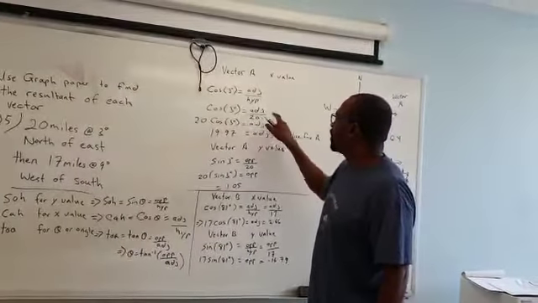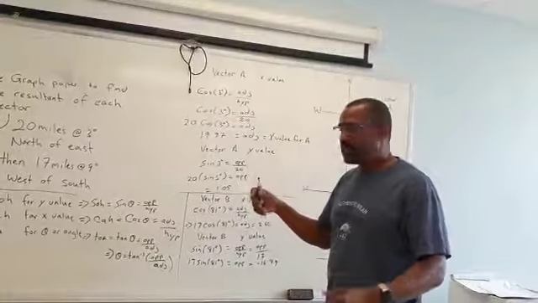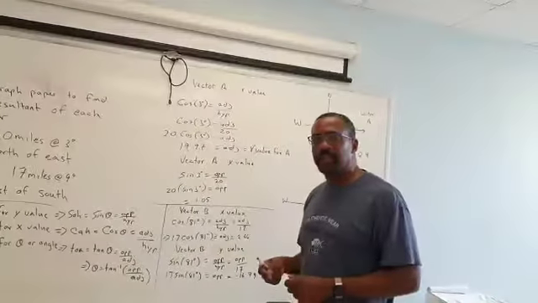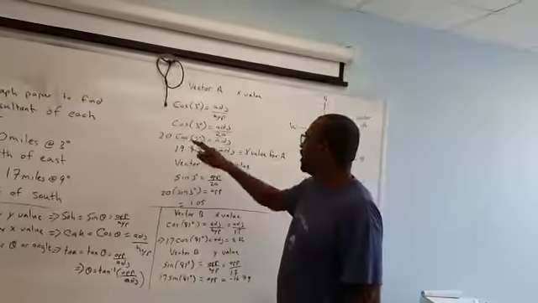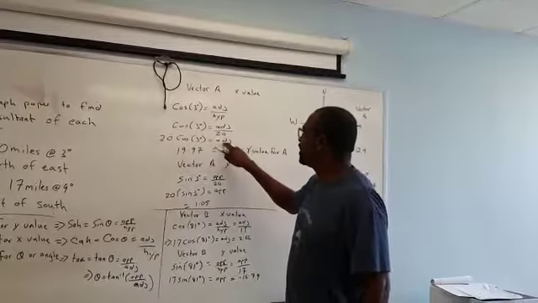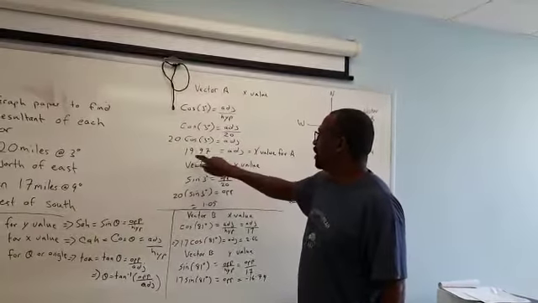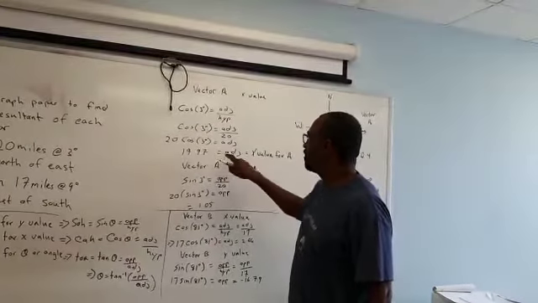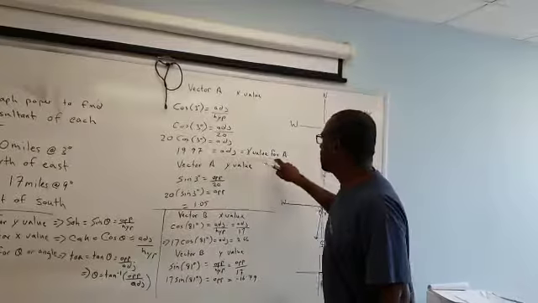To get rid of the 20, we went through how to do that with dimensional analysis. I'm going to skip those steps because by this time you should know how to do this. So 20 times cosine theta is equal to the adjacent side. This works out to be 19.97, which is the x value for A.